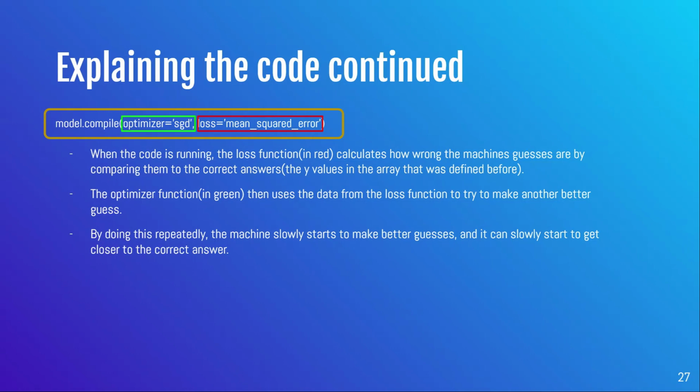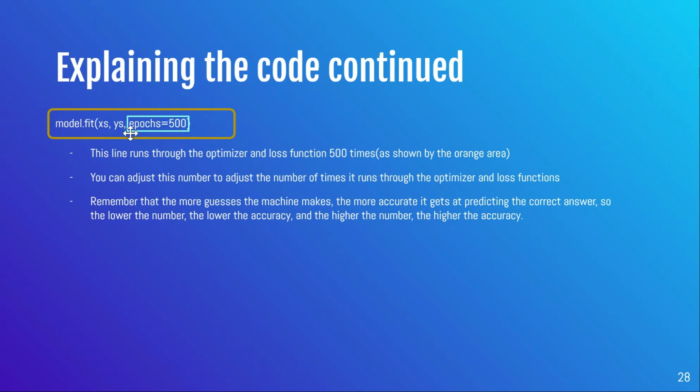Meanwhile, the optimizer function in green then uses this data from the loss function to help the computer make a better guess, or a better prediction, as to what the y value is going to be. By doing this repeatedly, the machine slowly starts to learn the more correct answer, and it slowly gets closer to the correct y value. So moving on. Now we're going to look at this layer here, the model.fit line.